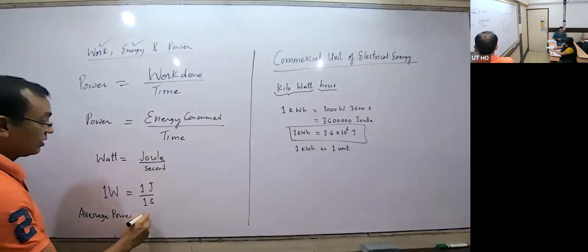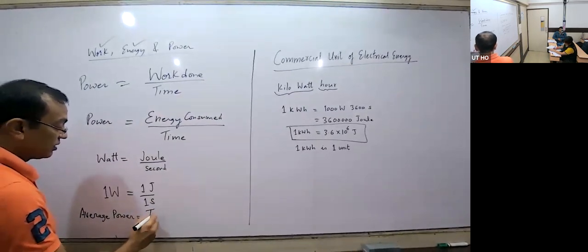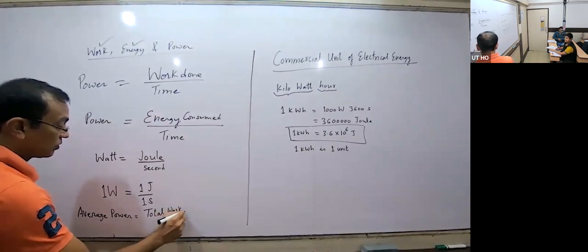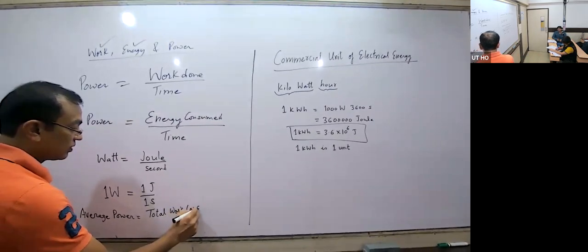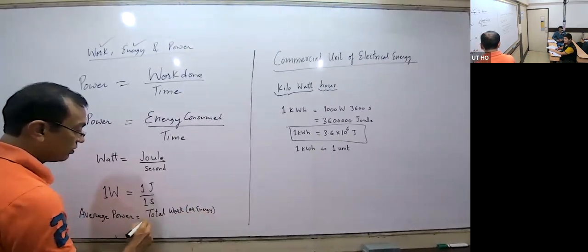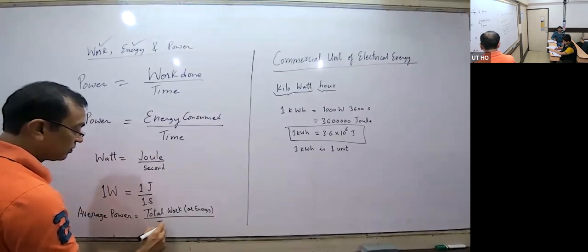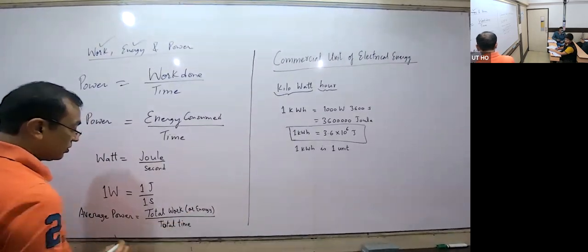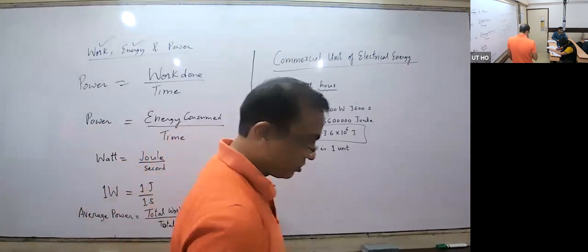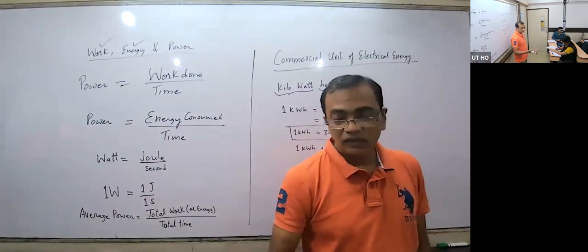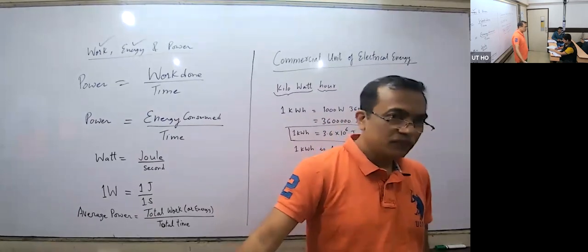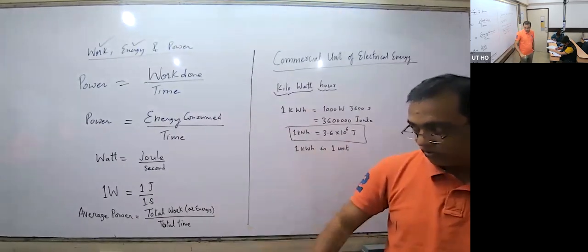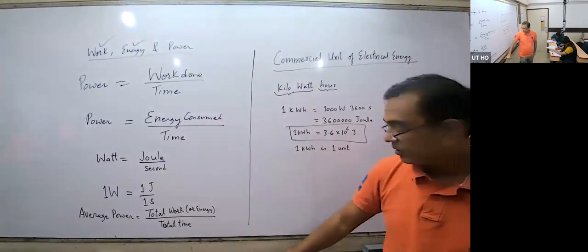It is given as total work done or total energy consumed, divided by total time taken. Like in 1 hour, he did 10 joules per second. Next, he did 20 joules per second. But then he did 5 joules per second, like that. So you total all the work and all the time intervals. That will give average power. Is it clear?